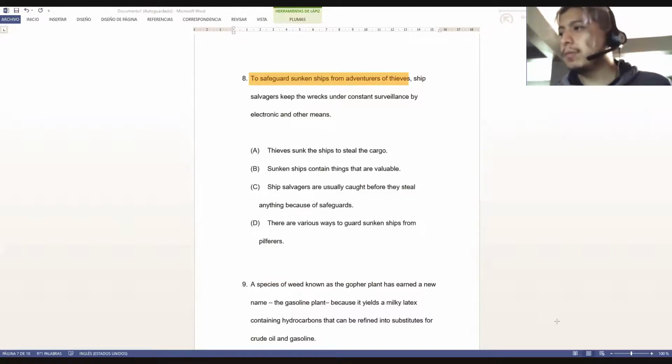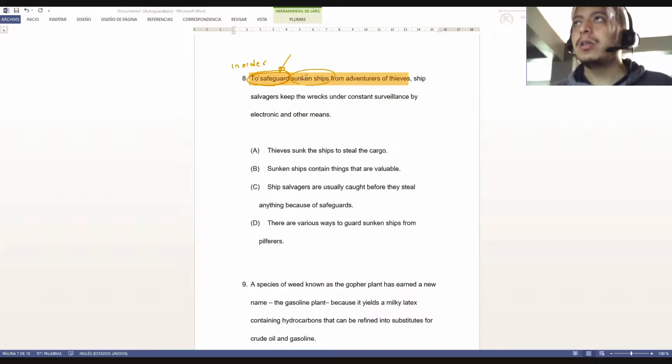What it means is that, remember, to is in order to. So with the purpose of safeguarding, to safeguard, this is the verb. In order to guard or to safeguard or to protect these things, these are the things that are protected, and they are protected from these people. We have 3 things. The action is protecting. The receiver of the action, the thing that is protected, is the sunken ships.